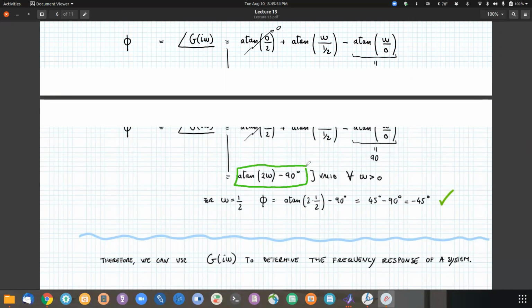And this is valid for all values of the frequency that is greater than 0. Now let's check what we have for omega equals 1/2, like in our example. We're left with arctangent of 2 times 1/2, or arctangent of 1, so it's 45 degrees, minus 90, and so we have minus 45 degrees, and that checks exactly with what we had.